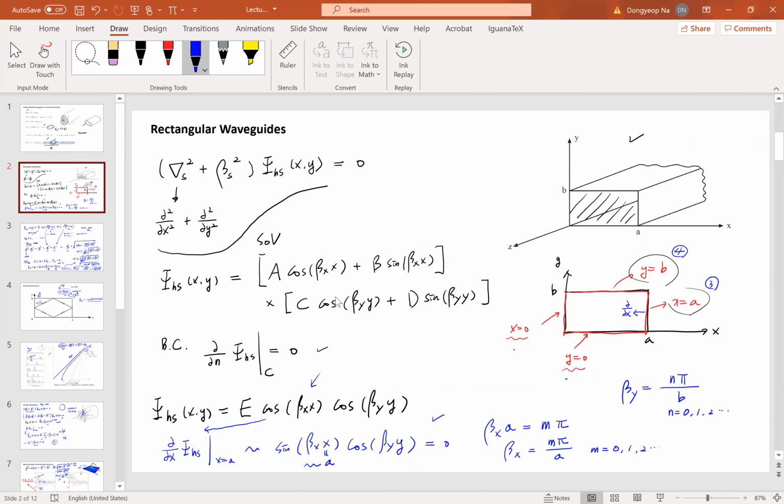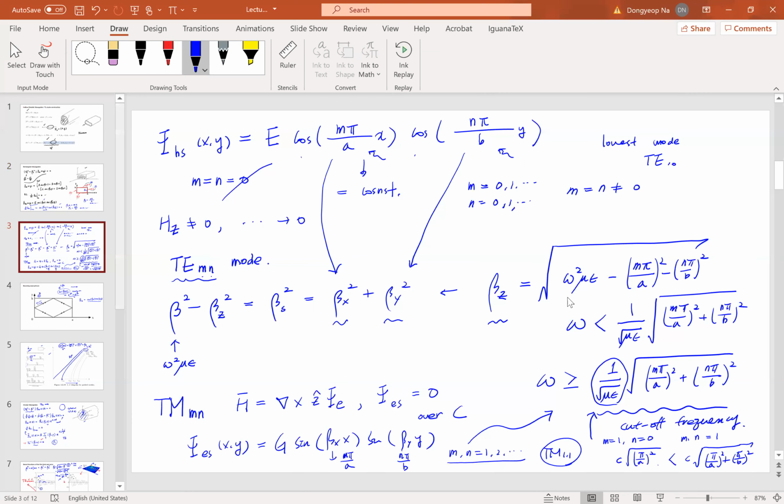In the opposite case, where the lateral dimension is shorter than the vertical dimension, the lowest mode would be the TE01 mode. Okay, you can investigate inside of this square root, resulting in the value of the cutoff frequency. Okay.